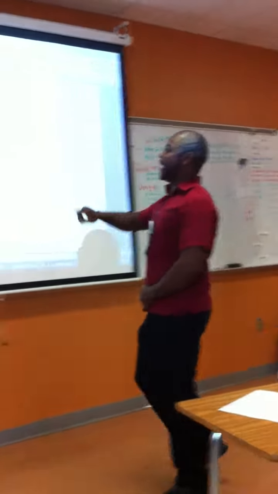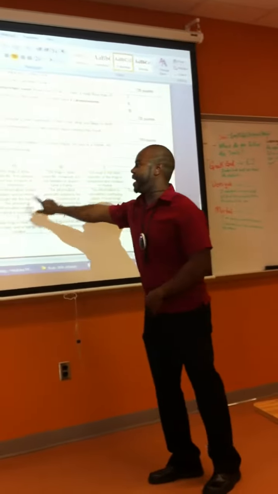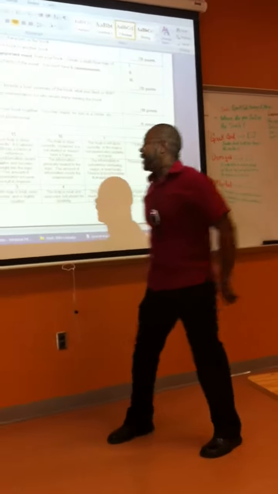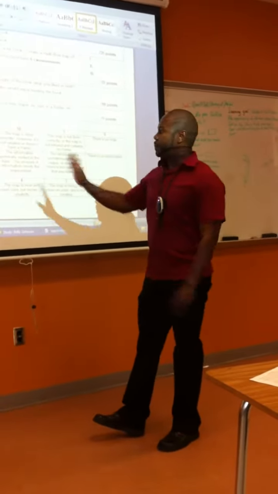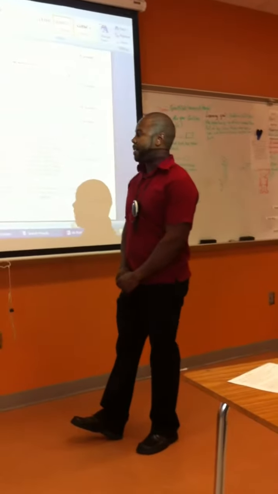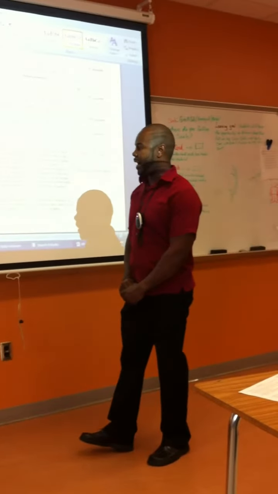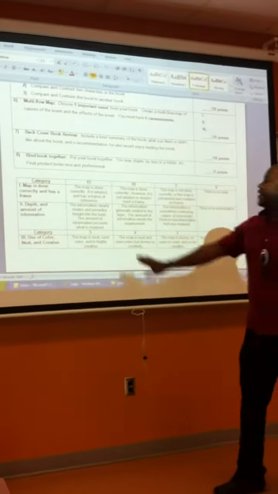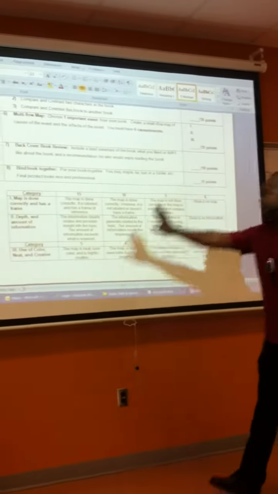The map is done, it is labeled, and has a frame of reference. 15 points awarded. The information clearly relates to the topic and provides insight. The amount of information exceeds what is required. 15 points awarded. The map is neat, uses color, and is highly creative. 5 points awarded. Moving on.